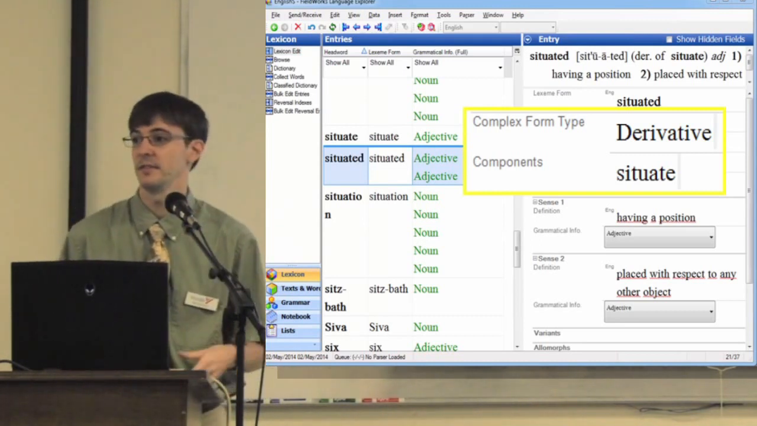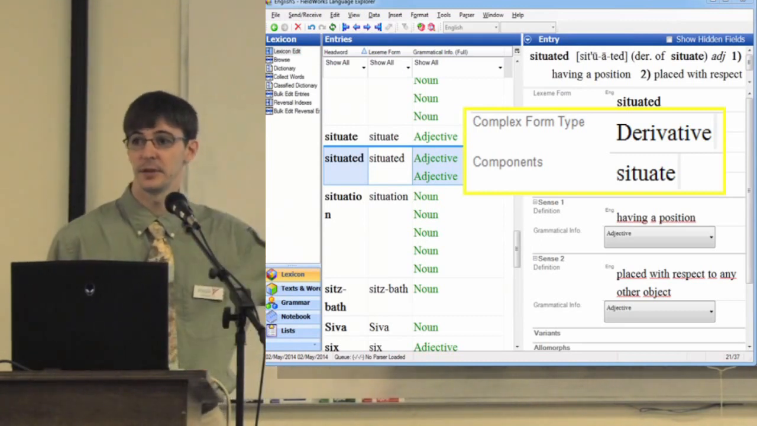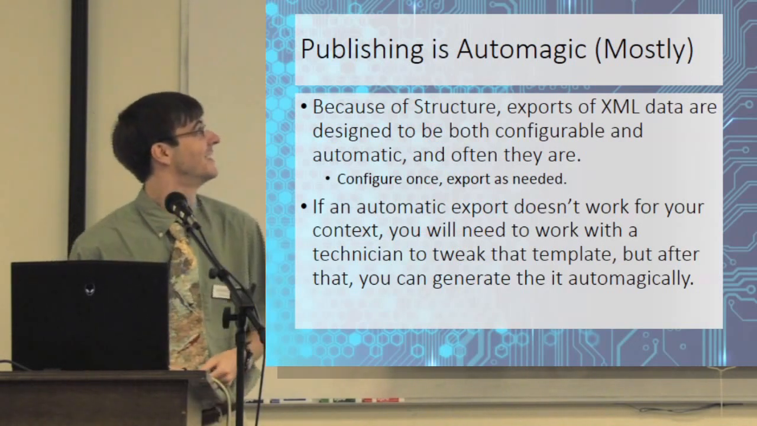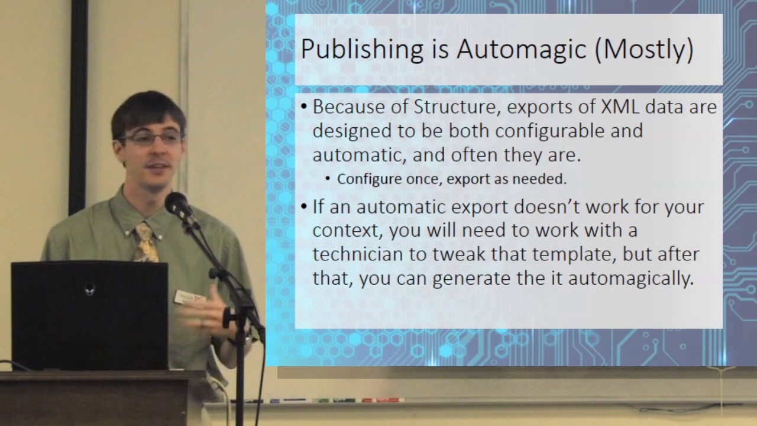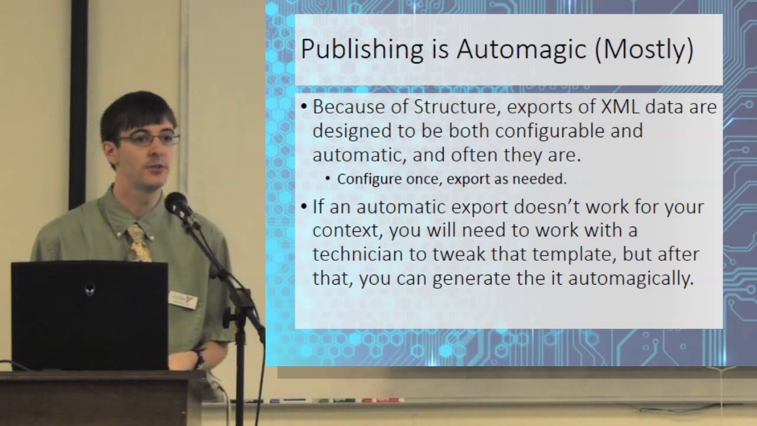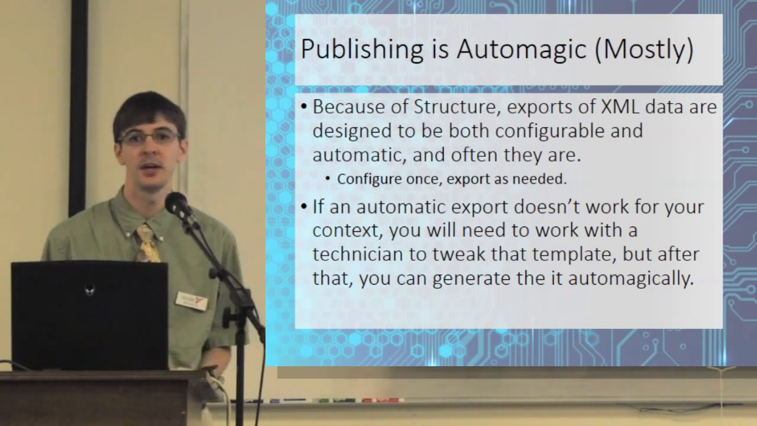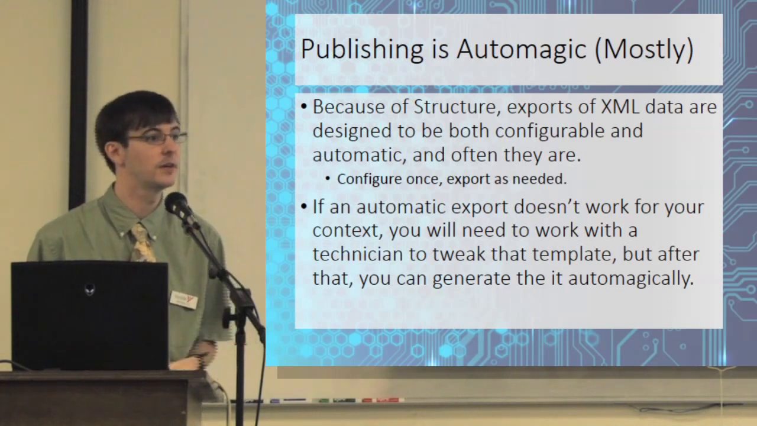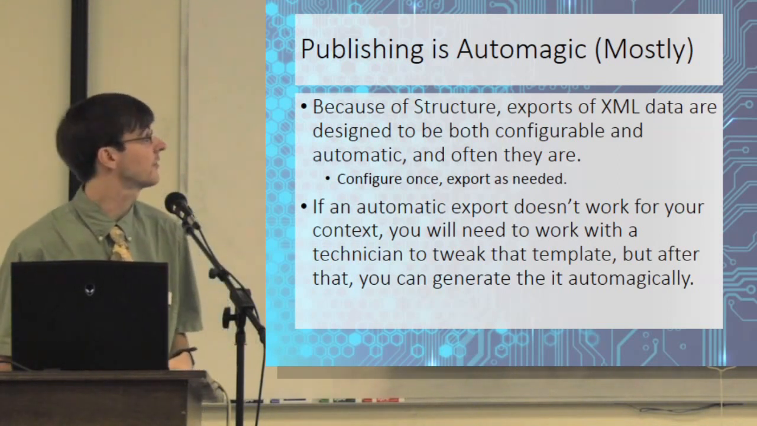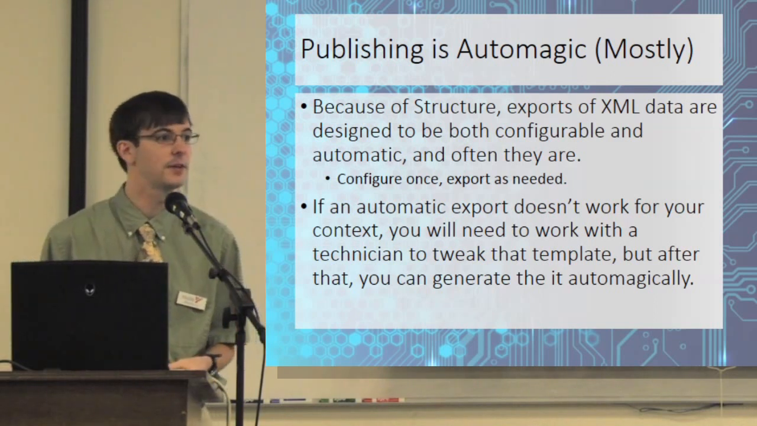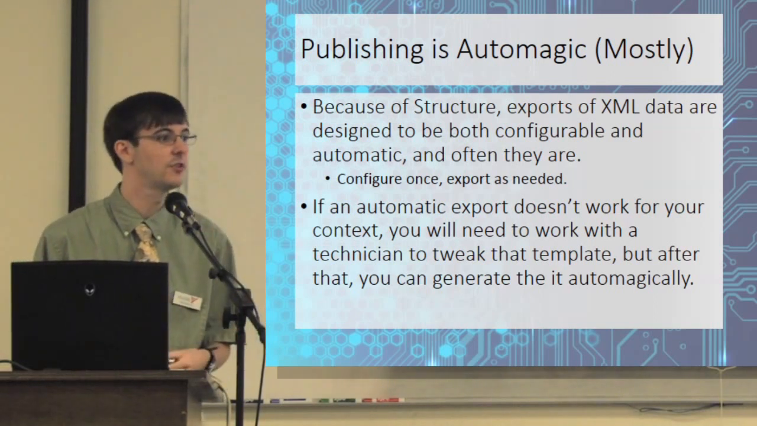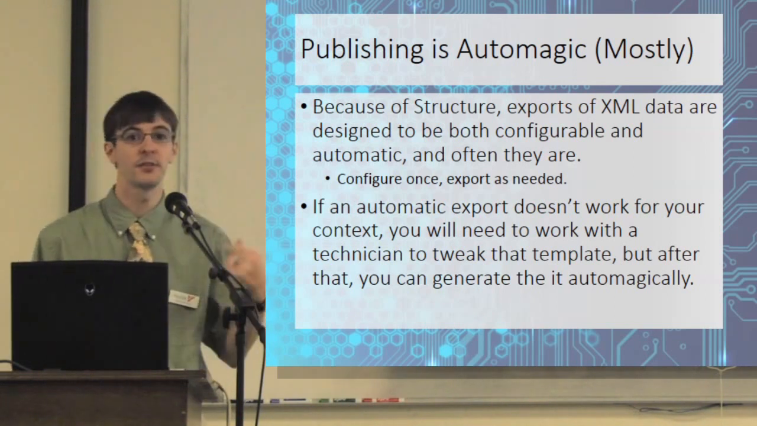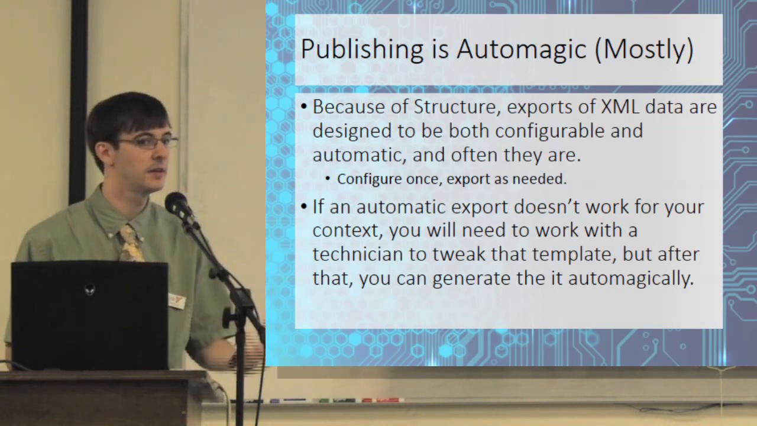So publishing XML data is, and this is my favorite word from Disney, automagic, mostly. Because of the structure, it's really easy to transform the data, and there are tools out there that will get you a first draft copy very easily. Pathway is one of them, and there are other ways that you can get exports out. And if you need it to be configured, then you can work with a technician to do the configuration that you need, and after that, you can export it anytime you want, and it will be in that format.